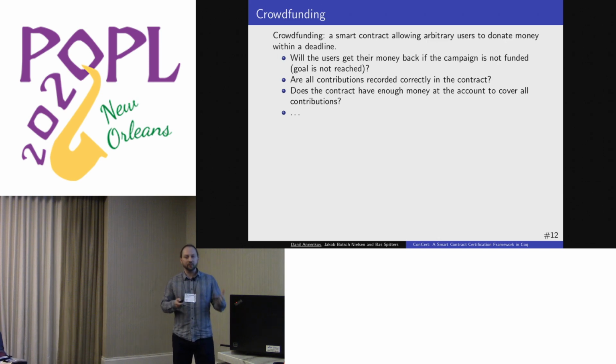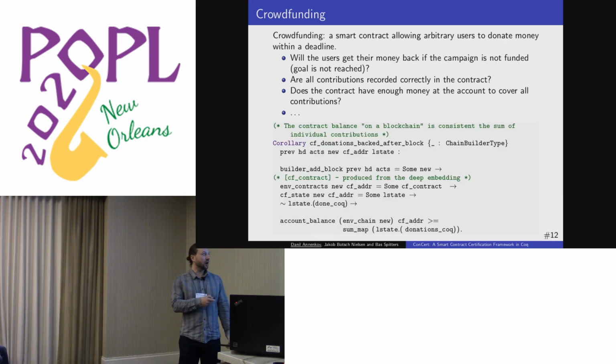So that's what we asked in our framework. We stated lemmas proving properties such as whether people who contributed to the contract can get money back, and some functional correctness properties such as whether contributions are recorded correctly, and whether the contract has enough money to reimburse users if the goal was not reached, for example, and a bunch of other properties. And here's how it's stated roughly. This is a lot of code, I understand, so don't worry too much about that.